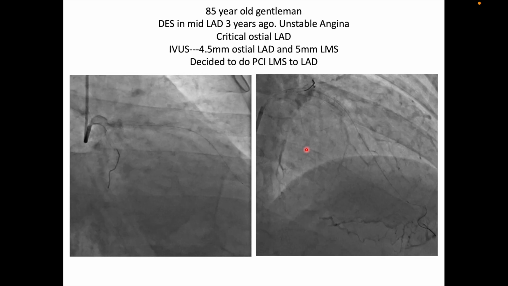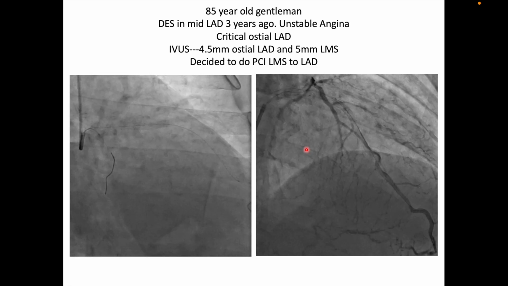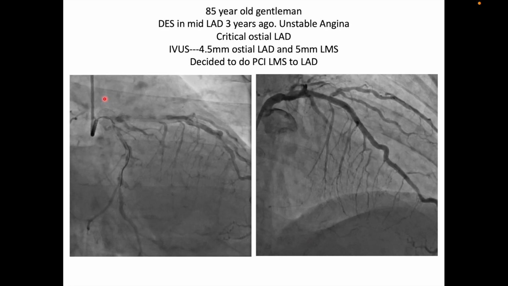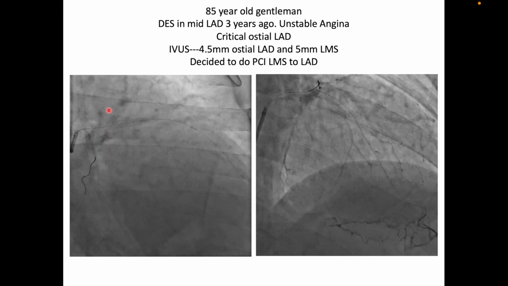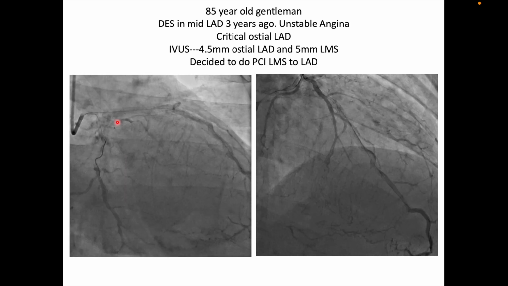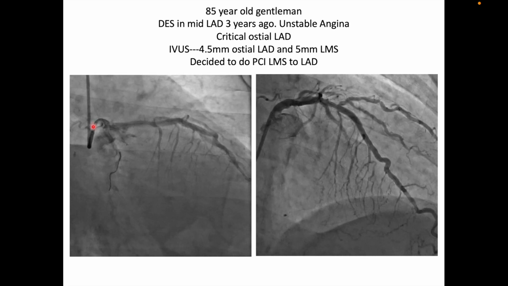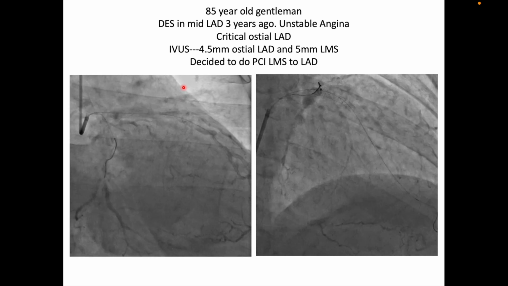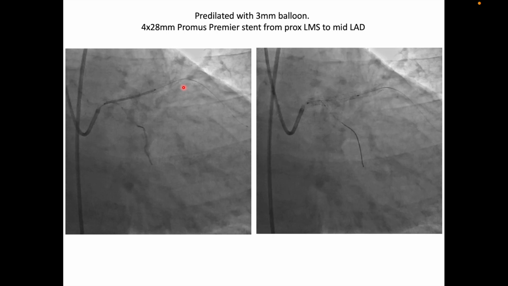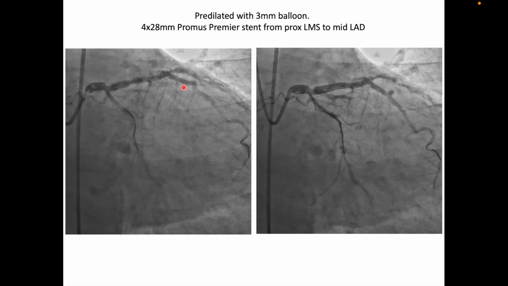An 85-year-old gentleman who had PCI to the mid LAD with a drug-eluting stent about 3 years ago presented now with unstable angina. He had this critical ostial LAD, and when we did an IVUS, the ostial LAD was 4.5 millimeters in diameter and the left main stem was 5 millimeters in diameter. We decided to do PCI of the left main stem to LAD. We pre-dilated with a 3 millimeter balloon, and a 4 by 28 Promus Premier stent was deployed from proximal LMS to mid LAD.